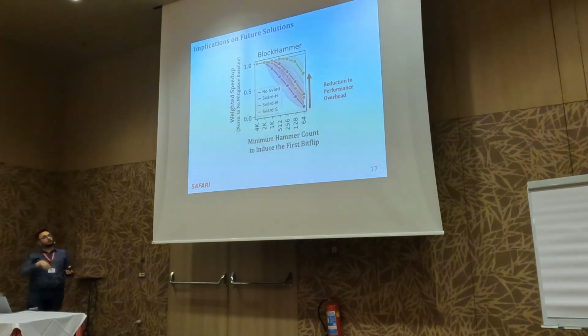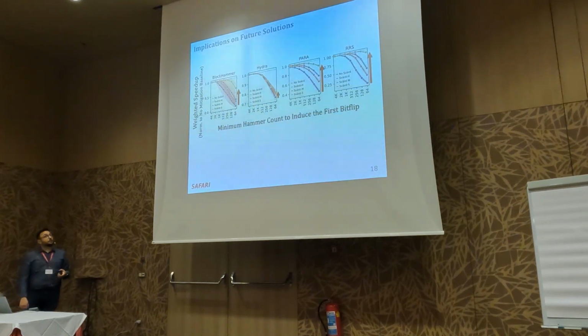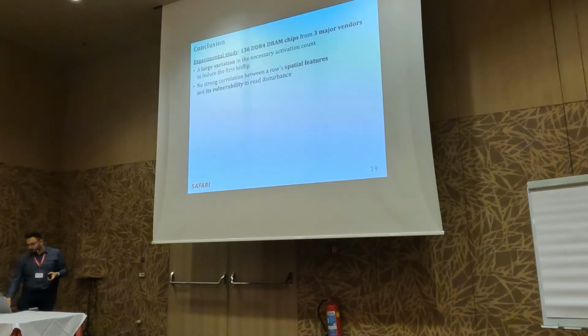The bottommost curve is the original proposal, and you can see that it induces a lot of performance overhead as the vulnerability gets worse. And we can reduce this performance overhead, and we can do this for all 4 mitigation mechanisms.